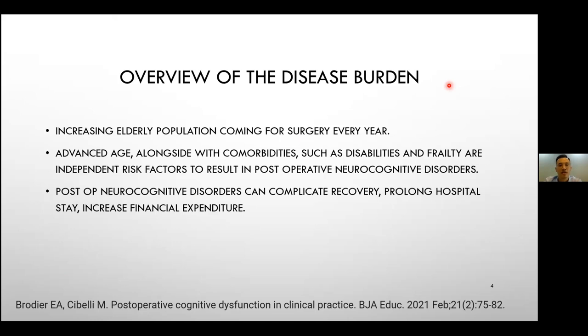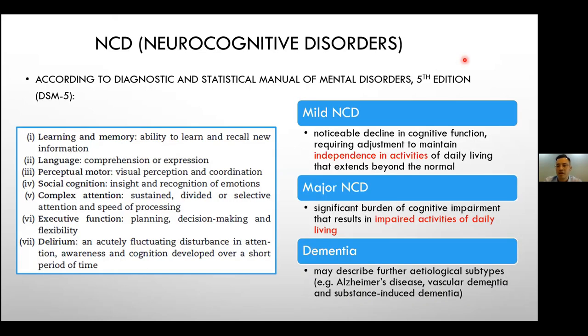According to the DSM fifth edition's criteria, a neurocognitive disorder is a clinical diagnosis with deterioration of any of the seven cognitive domains mentioned in the box here. Patients can be diagnosed with dementia with the etiology secondary to Alzheimer's disease, as we discussed before, or due to vascular dementia or substance-induced dementia. Those without an etiological cause are labeled as a neurocognitive disorder, which can be subclassified as mild or major, depending on the functionality in activities of daily living.